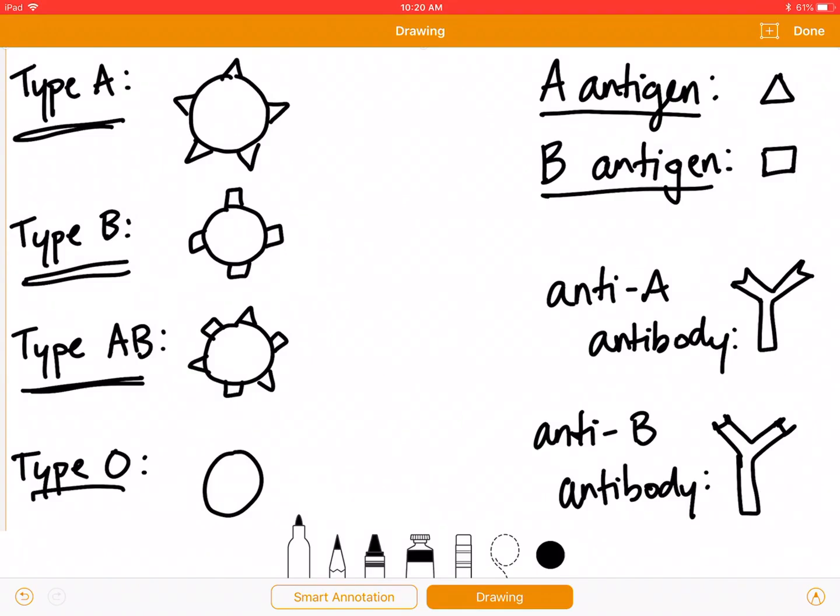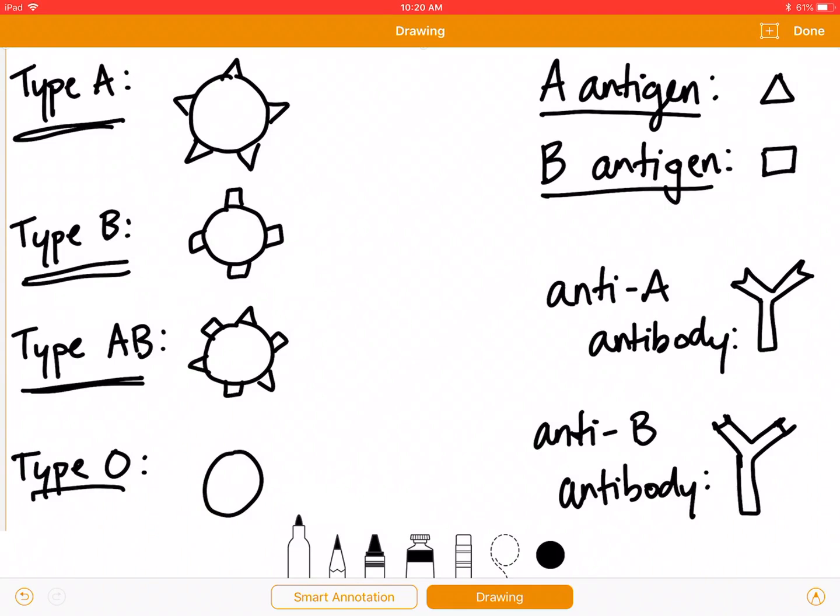And then type O, this means that they don't have either of those antigens on their red blood cells. So the surface of their red blood cells are just going to be bare. There's not going to be any antigens present there, okay? So the antigens on the red blood cells, that's what's going to be determining the blood type.